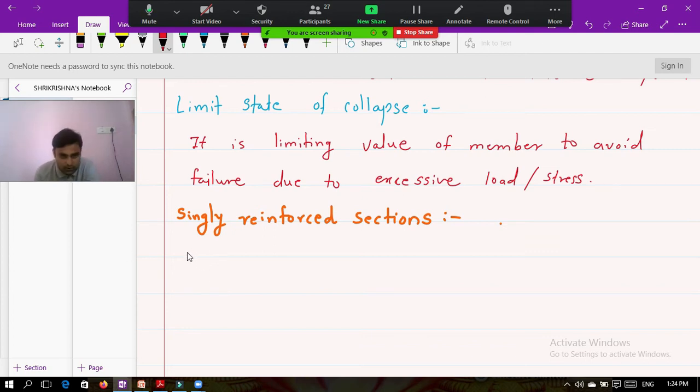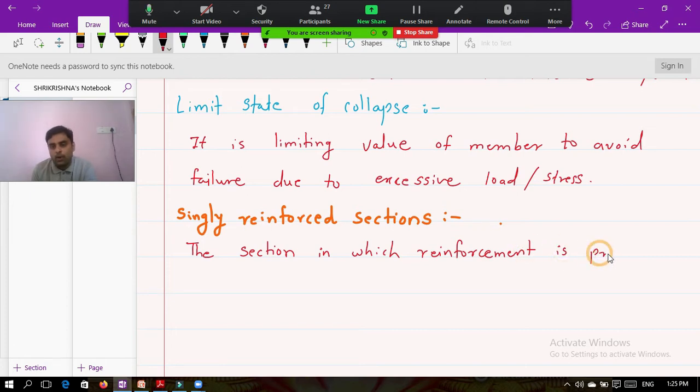Singly reinforced section: it is the section in which reinforcement is provided on the tension side.